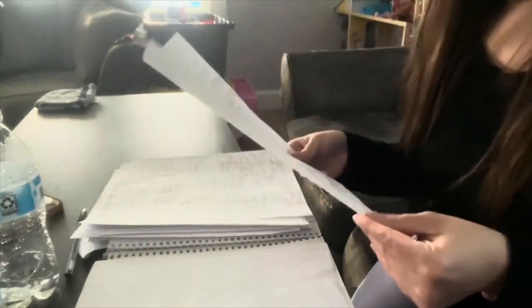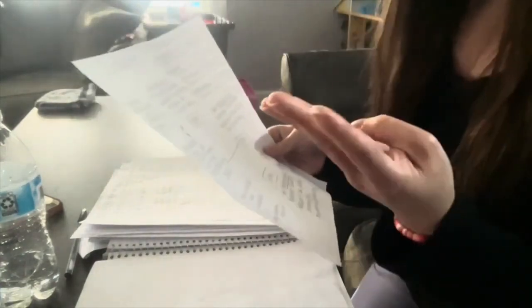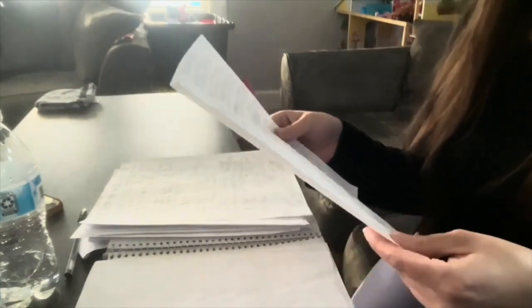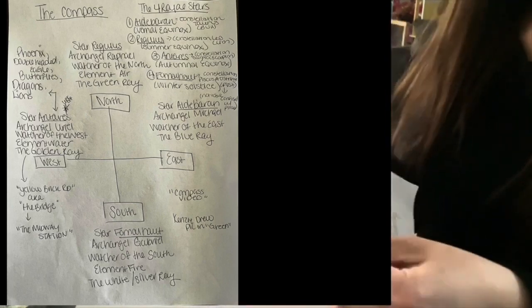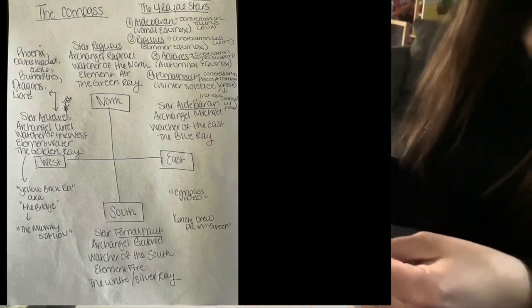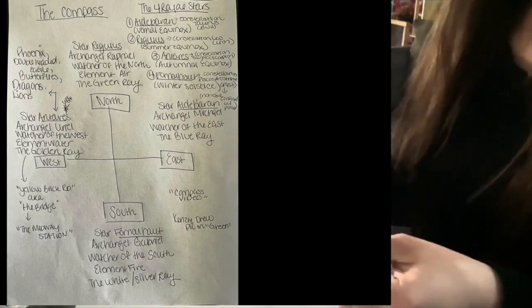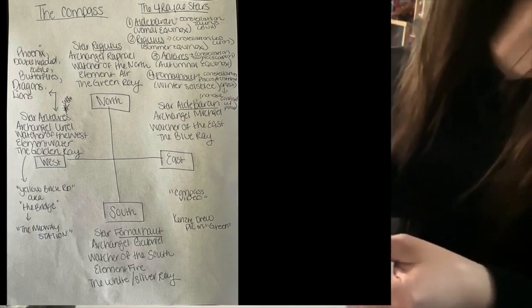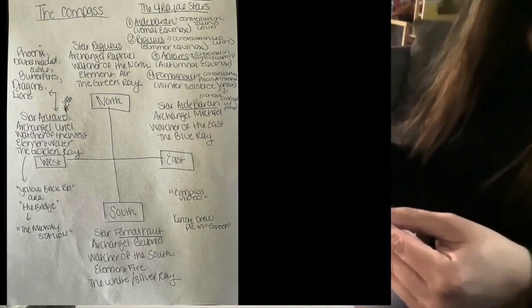Antares and the compass. Okay, so we're going to go over Antares, the compass, and a few other things here. There's 4 royal stars which make this compass: Aldebaran, Regulus, Antares, and Fomalhaut. Regulus is the north, and it's Archangel Raphael, Watcher of the North, element air, and it's the green ray. It's in the constellation of Leo, represented as the lion, and it shows during the summer equinox.